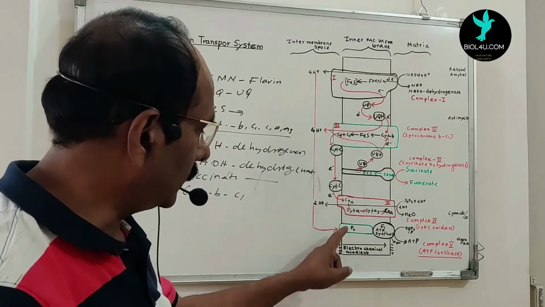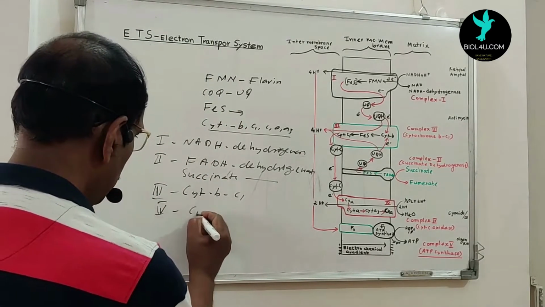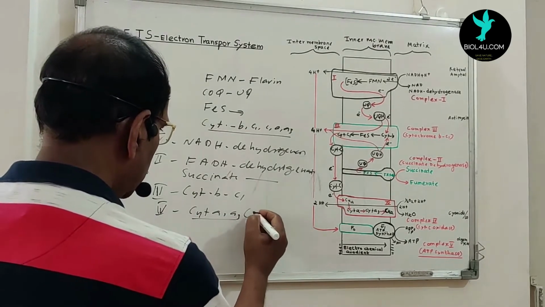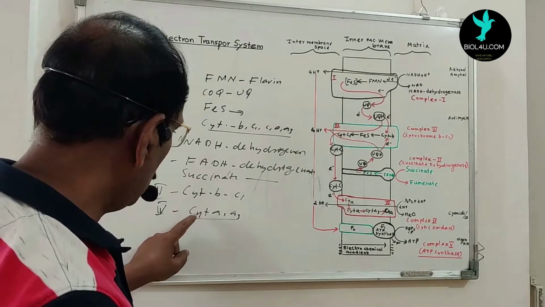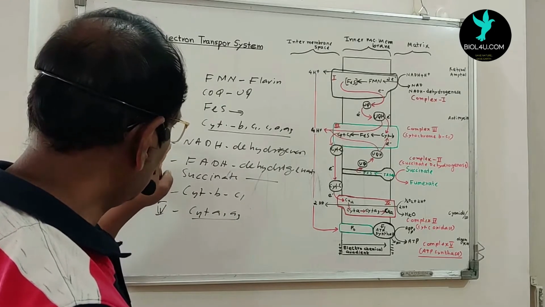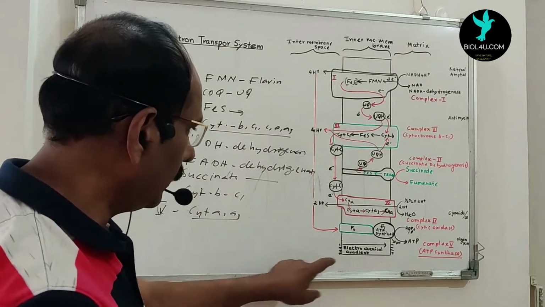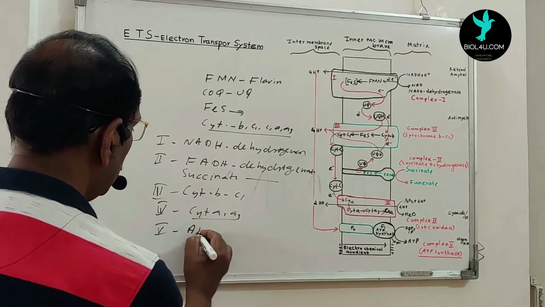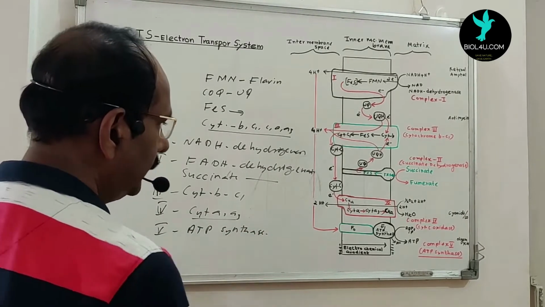And the fourth complex is coming here. This fourth complex involves cytochrome A3, and it is called the cytochrome oxidase complex. This cytochrome oxidase, the fourth complex, third complex, second complex, and first complex are coupled with the fifth complex. That fifth complex is present here. That is known as the ATP synthase complex, or it is called the ATPase complex.